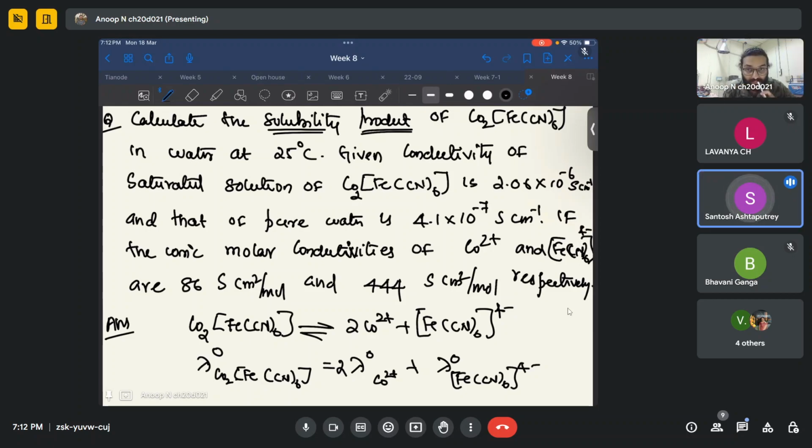Saturated solution is given, right? Saturated means it's infinite dilution. Yeah, because the solution is saturated already. Saturated means it cannot dissociate further. Whatever you add, it will be there at the bottom, right? Got it? Infinite dilution means the maximum limit. Beyond that, it cannot dissociate. So the solution is already saturated. That's why we are taking it as infinite dilution.